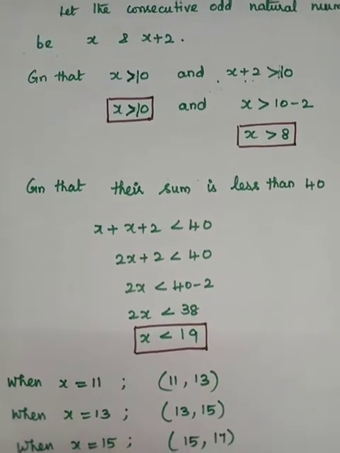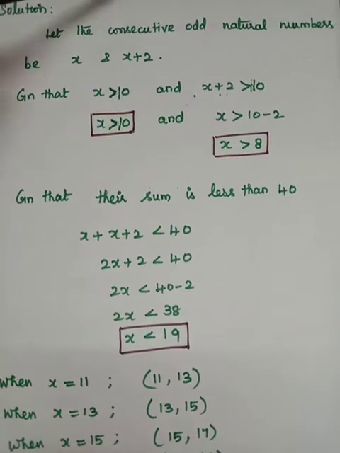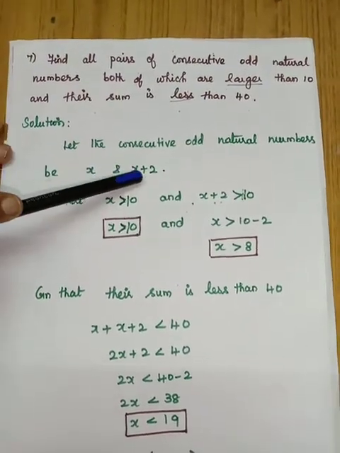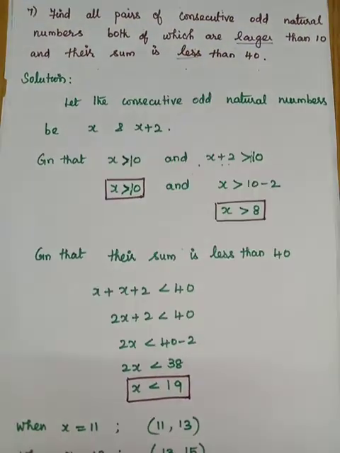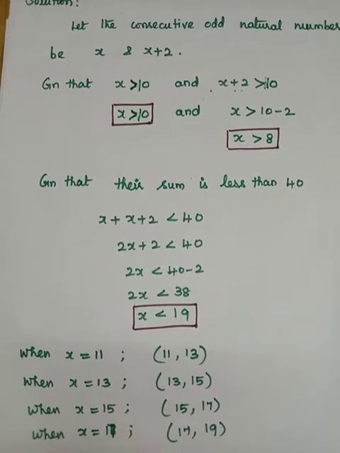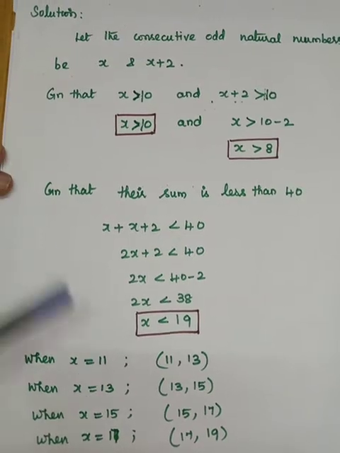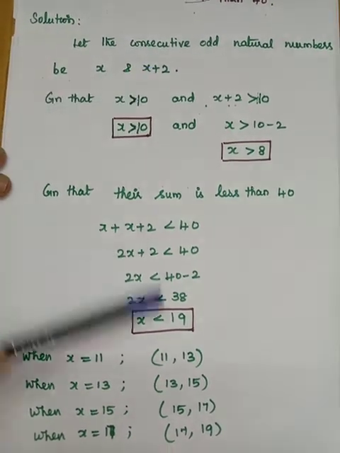Come to this result, x greater than 10. So we can have x is equal to 9, but in this problem it is given both the numbers x and x plus 2 should be larger than 10. So we should not take x is equal to 9. Larger than 10 means we have to consider the first number, x is equal to 11. If x is equal to 11, then x plus 2 is 11 plus 2, that is 13.